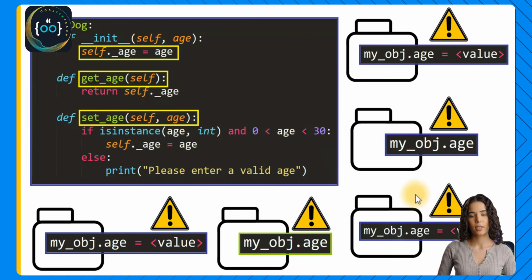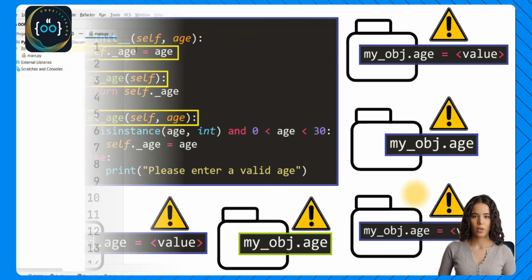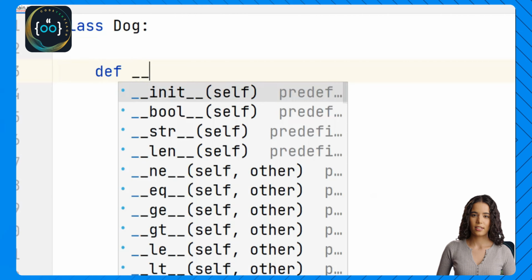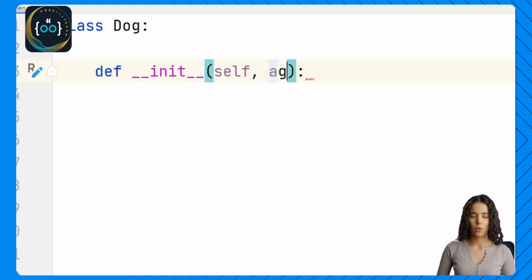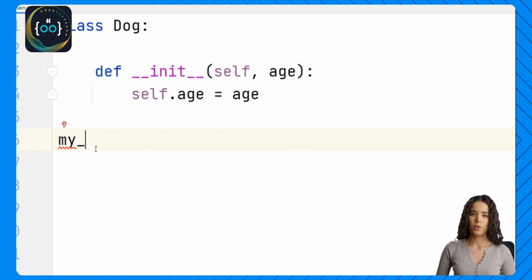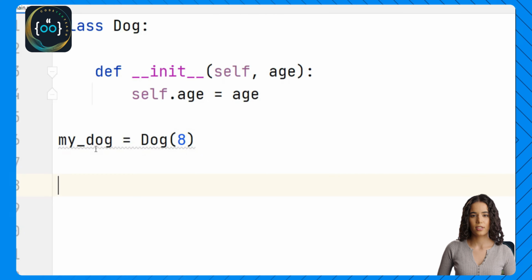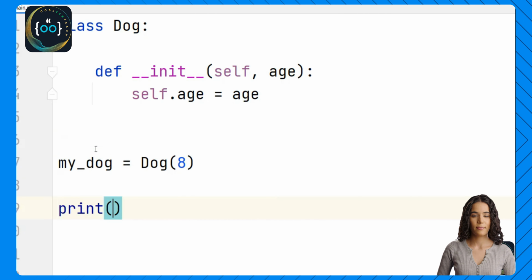First, let's start by writing the class and seeing the effect that this change has in our code. Let's define our dog class right here with an init method and the age attribute. We have our class and now we are going to create our dog instance. We have to specify the age of the dog.